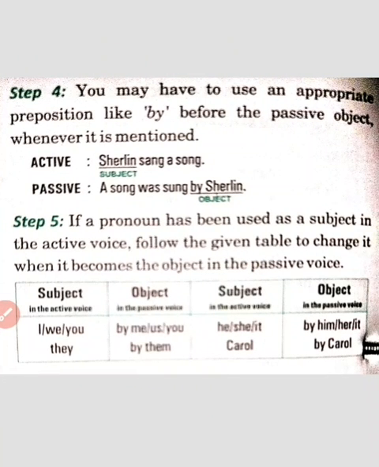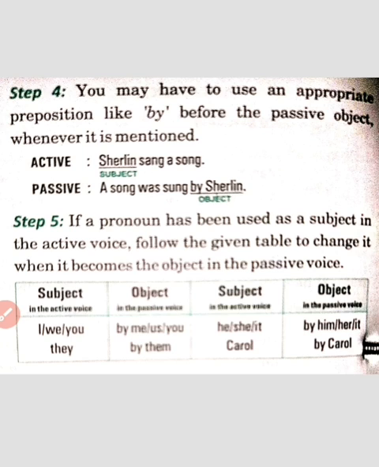Step 4. You may have to use an appropriate preposition like by before the passive object, whenever it is mentioned. Sherlyn sang a song. A song was sung by Sherlyn. And step 5 is, if a pronoun has been used as a subject in the active voice, follow the given table to change it when it becomes the object in the passive voice.